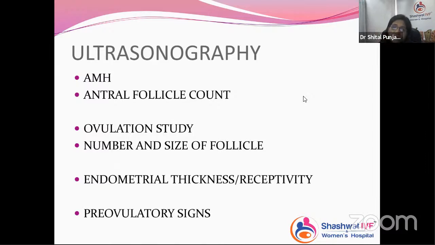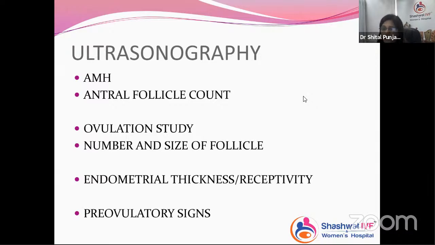Now, how do we monitor whether the given dose of the oral or injectable induction agent is appropriate, whether the patient is responding well, whether she is going to ovulate, or whether she is going to get pregnant? Previously a lot of biochemical blood tests were done, but nowadays we do not do that. Now, with the help of ultrasonography, a dynamic ovulation study is done.